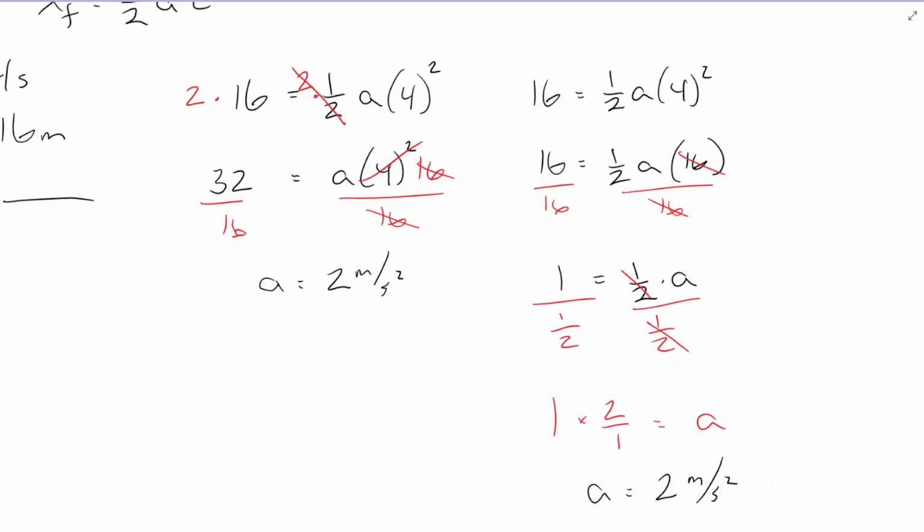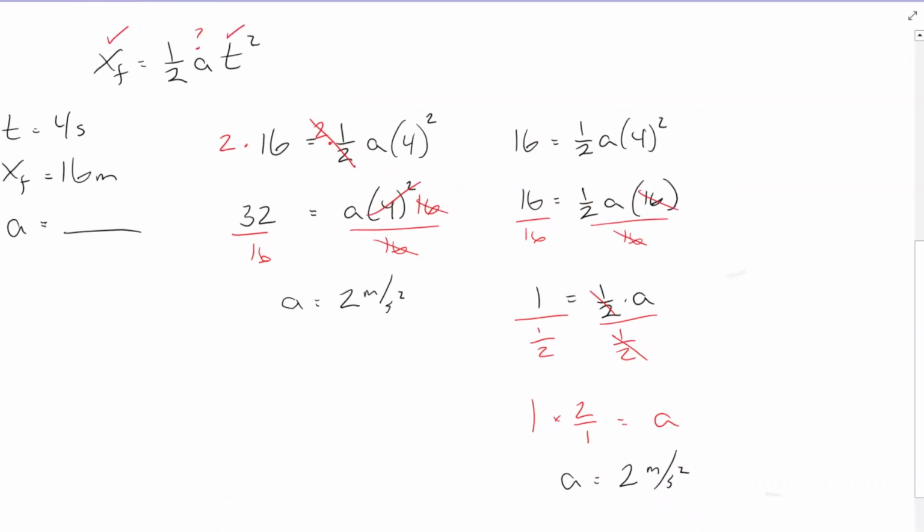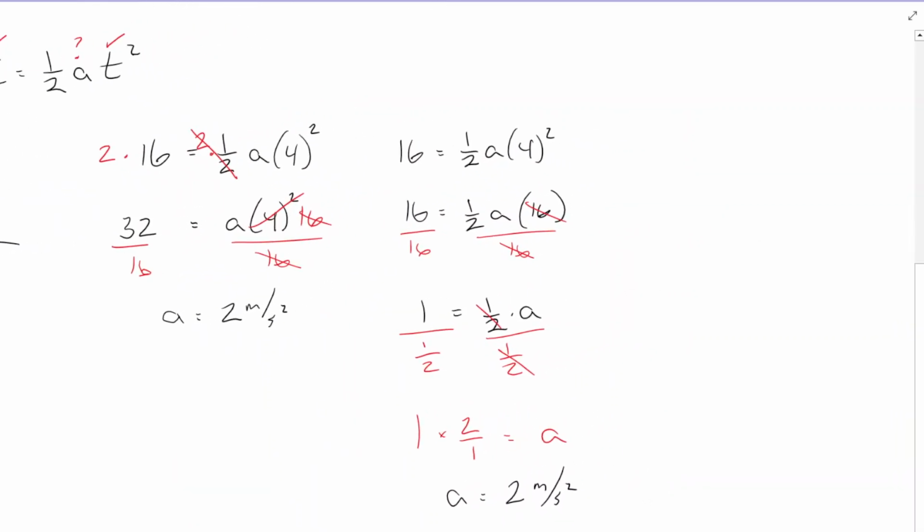So again, we did it in a different order this time, and we got 2 meters per second squared. I'll do it one more time. Again, there's a lot of different ways you can solve these. But let's take this same equation now and let's decide, well, 1/2 and 4 squared are just numbers being multiplied by a. Can I clean those up?